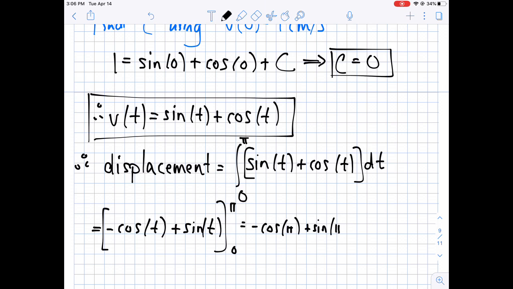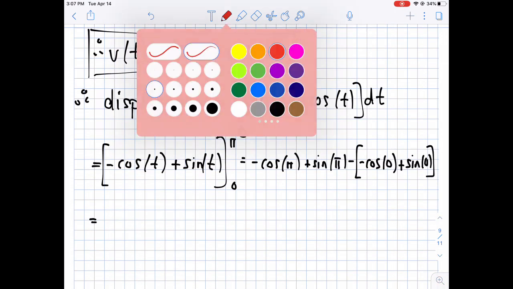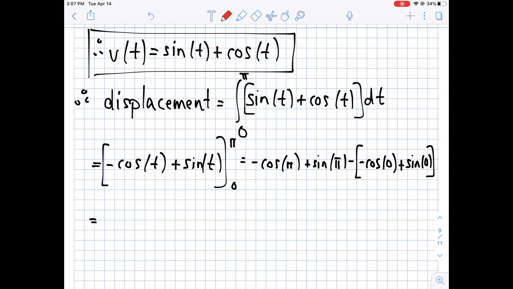Let's make that a bit nicer. And we're going to subtract from that what we get when we plug in 0. So that's negative cos of 0 plus sine of 0. So what do we end up with? We have cos of pi. Okay, so actually all of this whole thing together is going to be the negative from right here. And we know that cos of pi is going to be minus 1, so that whole thing will be just positive 1.